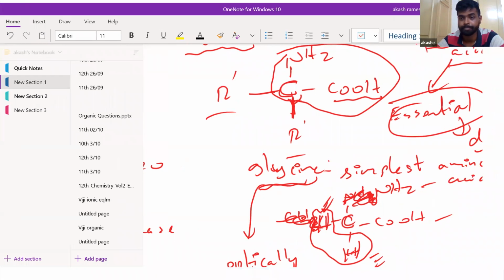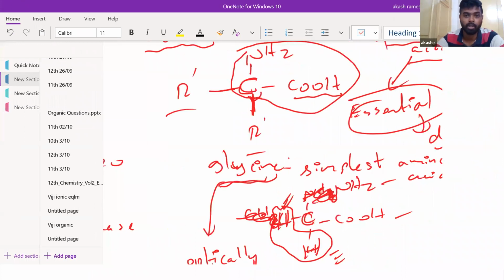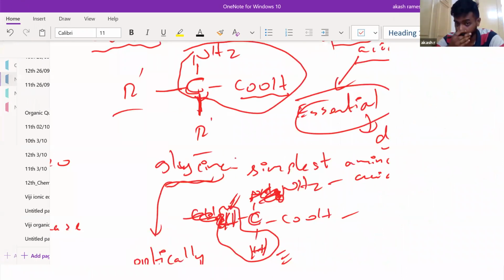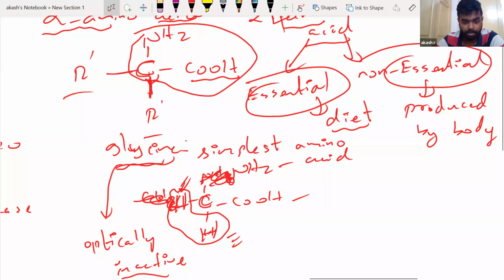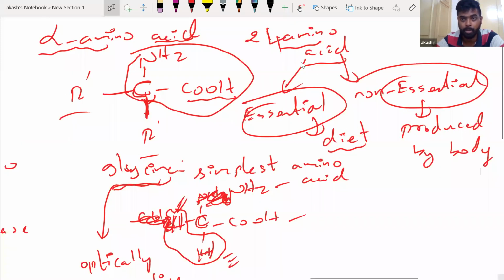Okay, fine. So as I told, amino acids can be essential amino acids and non-essential amino acids. And now I'm going to show you the amino acids. What are the different amino acids?